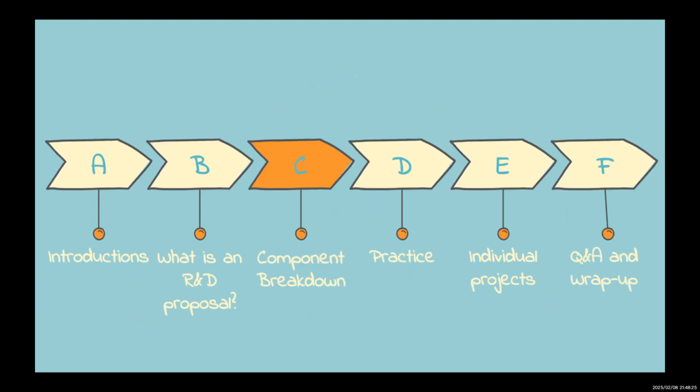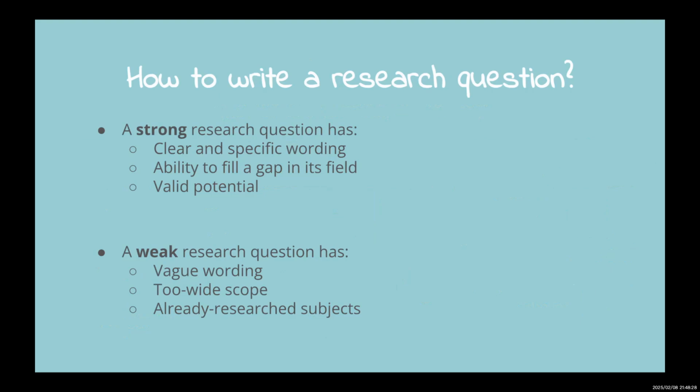And that is our part C. So we'll be breaking down each of the components. So a research question is essentially the main question that you're asking for your study. Like, this is the question that you want to find out the answer to. So what does a strong research question look like?